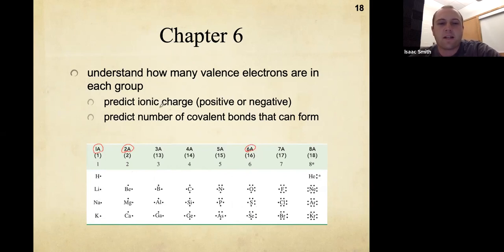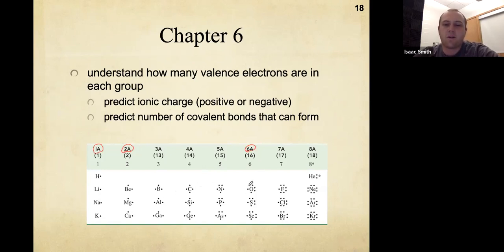And then you should be able to predict ionic charge. So predict what ion oxygen forms, right? And remember, we're trying to get to a noble gas configuration. So oxygen would have to gain 2 electrons, so it would have a 2- charge. Sodium would need to get rid of an electron, so it would have a +1 charge, right? We've talked about this. Be able to predict the ionic charges for these.